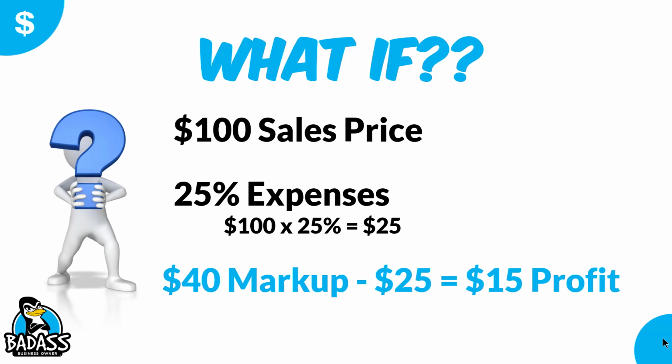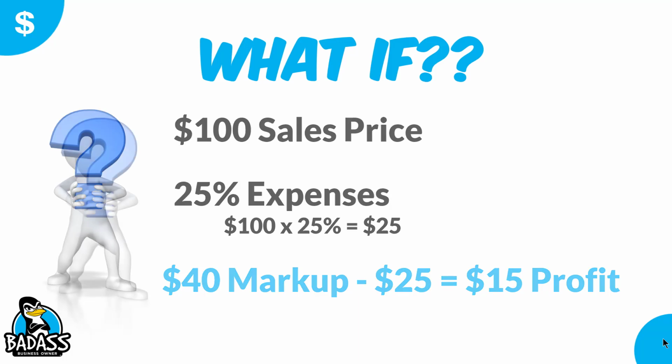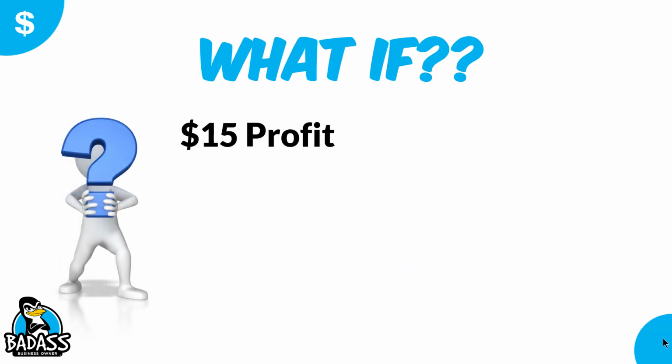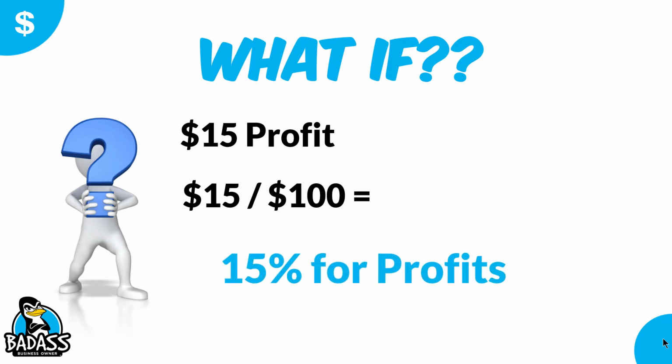So out of our $40 markup, because the $100 minus the $60 it was going to cost us is $40, that's how we came up with the 40 minus this $25. And now we're only going to have a $15 profit for the business. And that $15 divided by the $100 tells us that we have 15% for our profits. Once again, if we go back to our profit and loss statement, if it's 15%, then that means we're still going to hit our target.